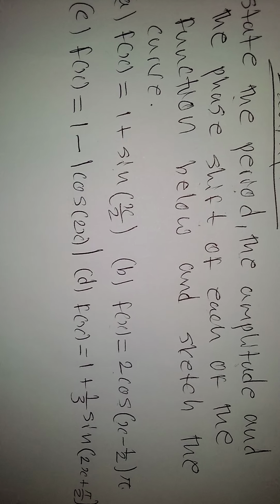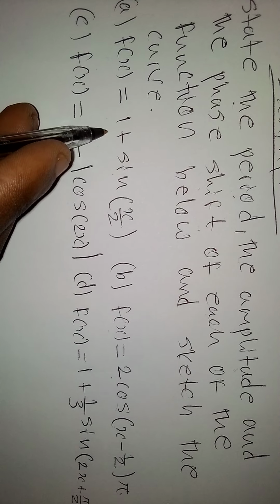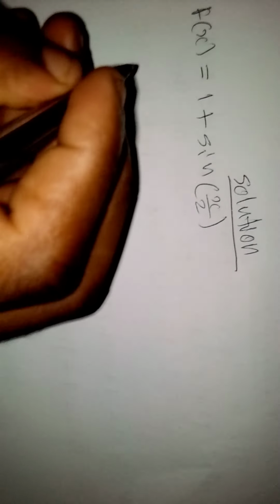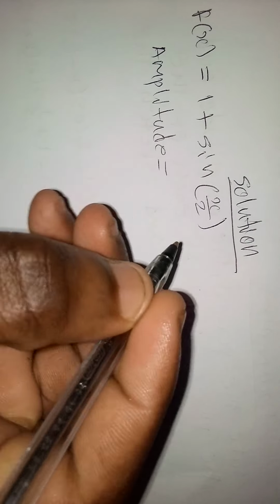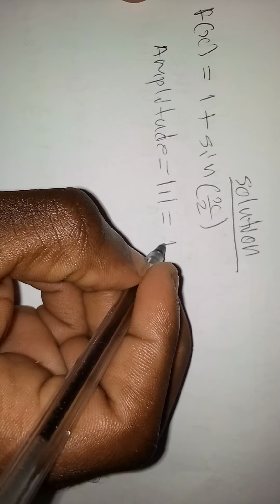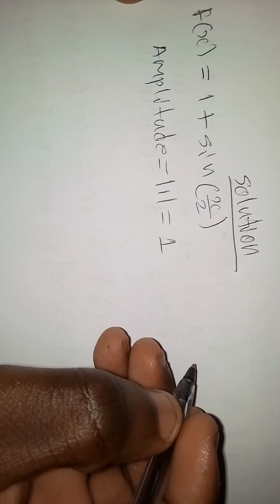Okay, so part A, we have f of x equal to 1 plus sine x over 2. Let's get the amplitude of this function. The amplitude is the coefficient of the trig ratio here. So the coefficient of sine here is 1, so the absolute value of 1 is equal to 1.